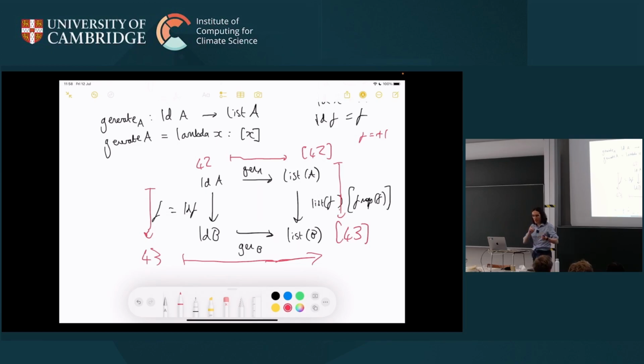And then gen just puts it into a singleton list, so I get the singleton list of 43. So you can see it's about this kind of commutativity between the gen operation and the two functor mappings on either side.